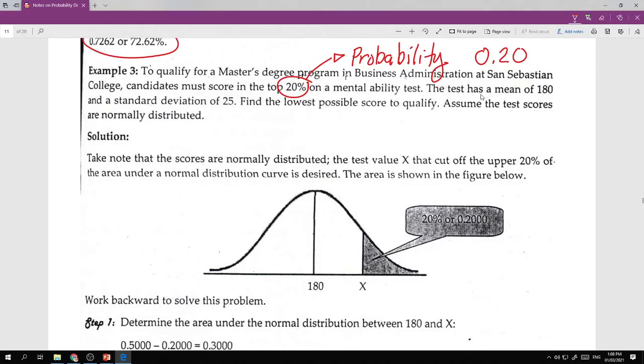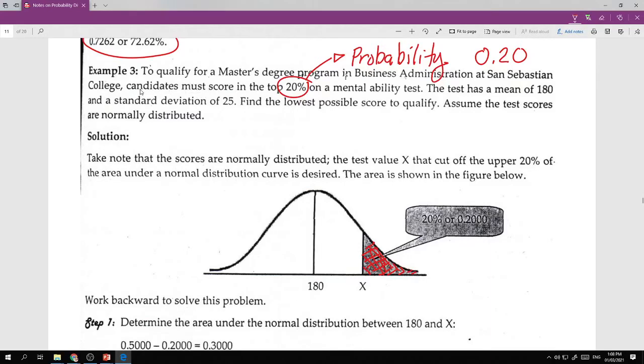The test has a mean of 180 and a standard deviation of 25. Find the lowest possible score to qualify. Assume the test scores are normally distributed. Now, this is my question. Nganong ang 20% diri man nako gishadan? That's my question, section Galileo. Nganong dira man ang 20% nga akong gishadan?